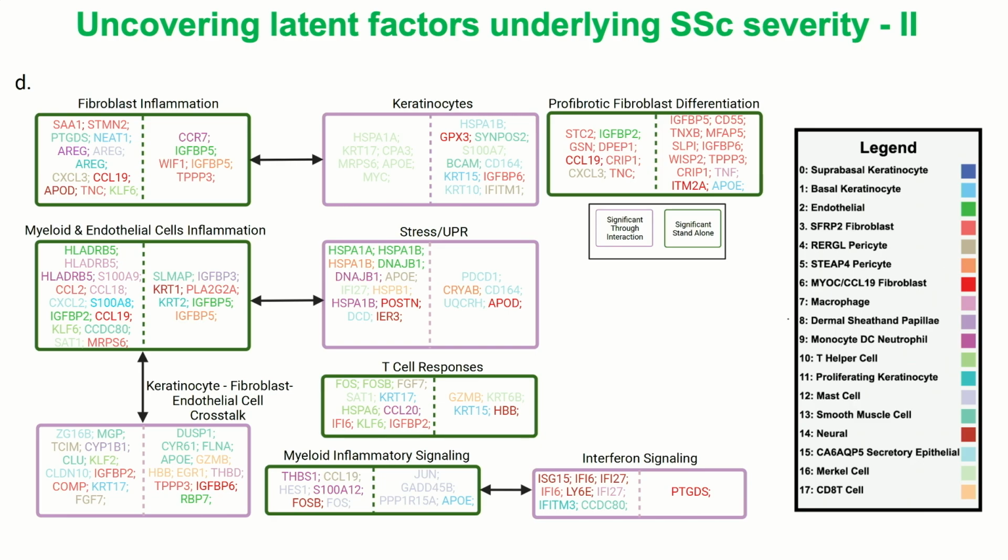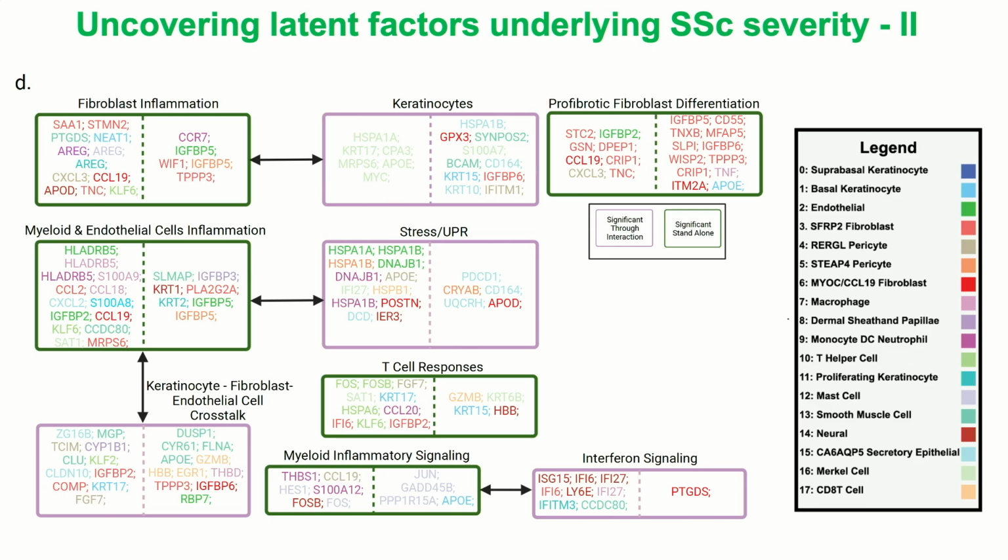So now, within each latent factor, you have these genes. The color represents the cell type of origin. So you have keratinocytes, fibroblasts, T cells, and so on. Left of the dotted line, you have genes associated with higher disease severity, right of the dotted line with lower disease severity. The green boxes are the significant standalone latent factors. The purple ones are the interaction terms.